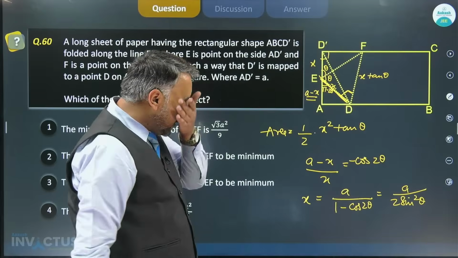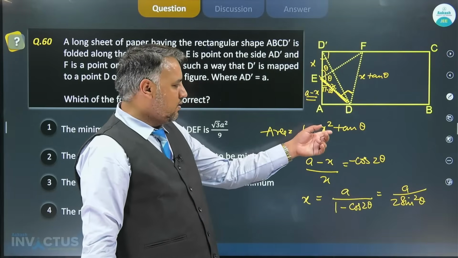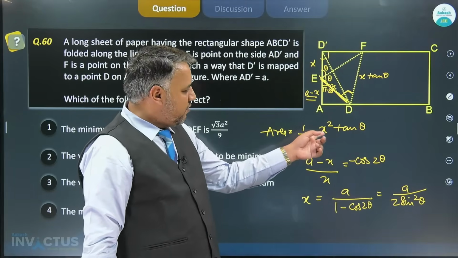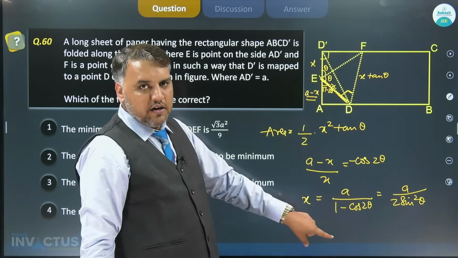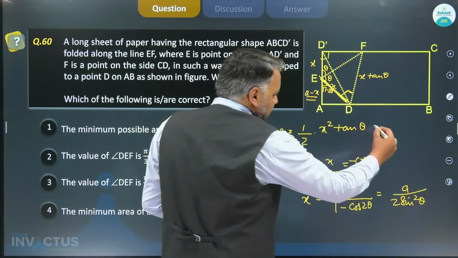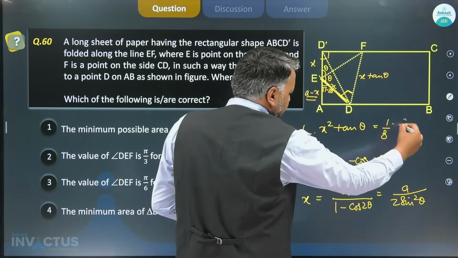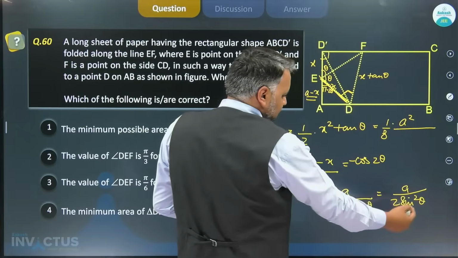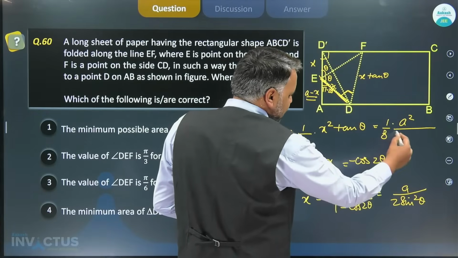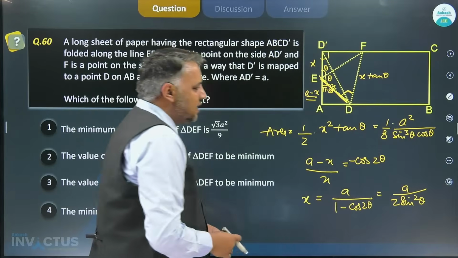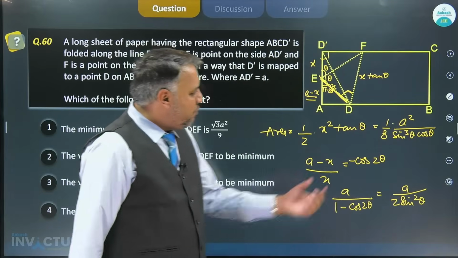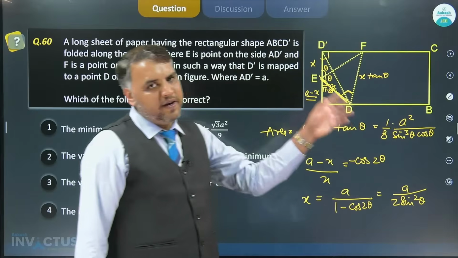Okay. Now replacing the value of x in area, we will get a function of theta in which only denominator will exist in terms of theta. So you can see this will be 1 by 8 a square divided by this sine square, so sine cube theta cos theta. You can see this. This will be the denominator in form of theta. Now maximize this to minimize complete area.